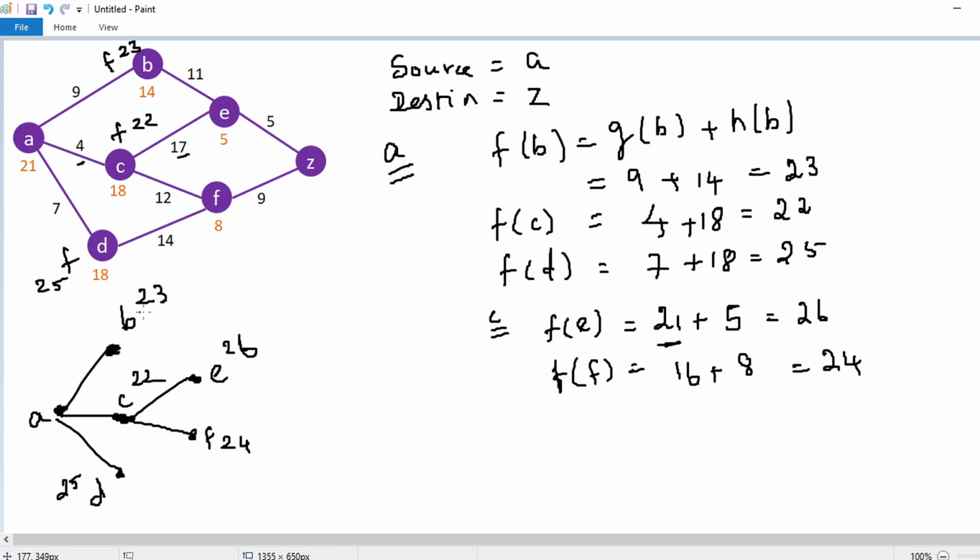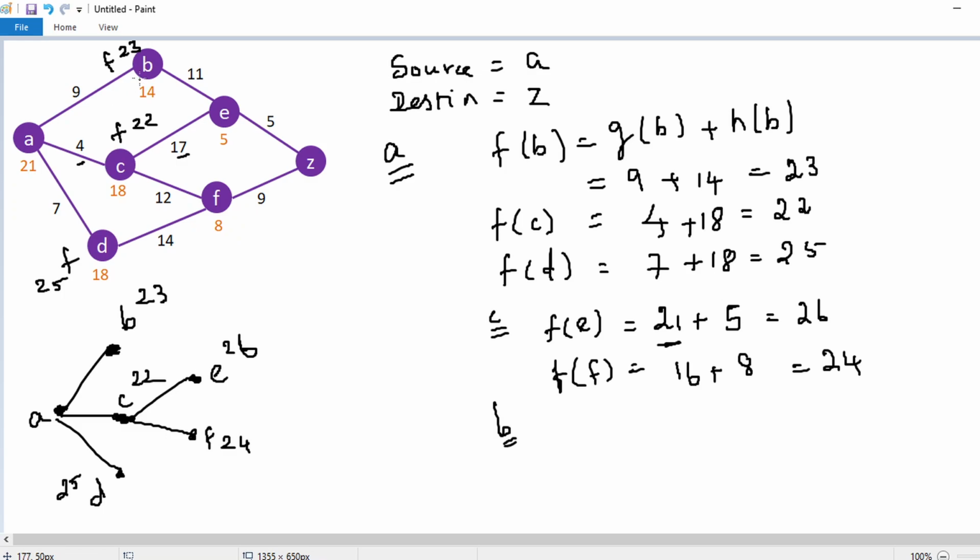Now I will expand from B, because it is saying 23. So immediately I may reach a destination, who knows? So I might get a good chance of reaching the destination compared to going via these things. So we are selecting the smallest. So we're going to expand B.